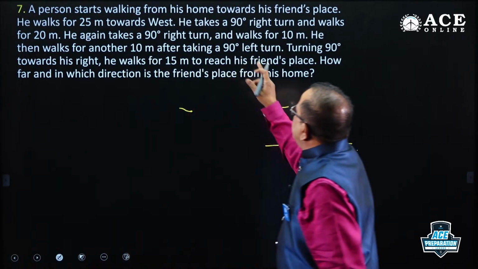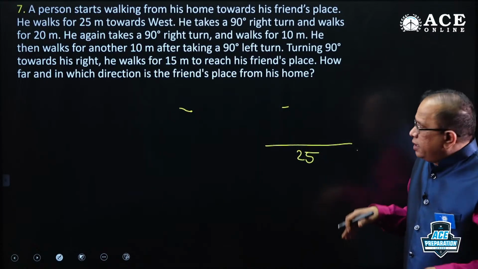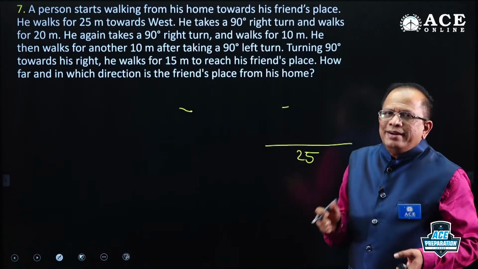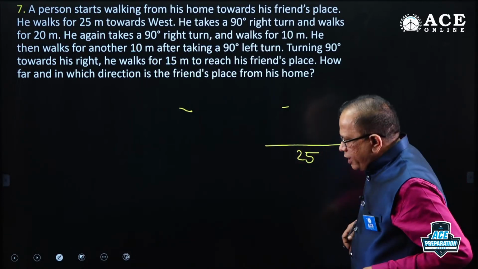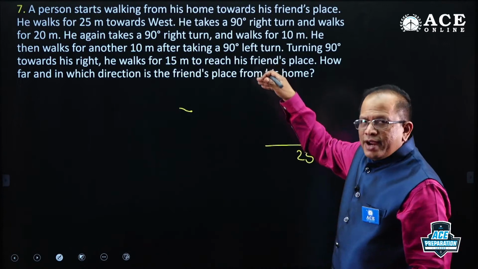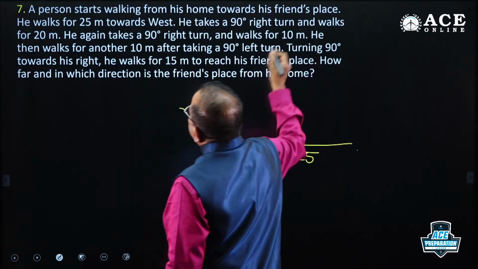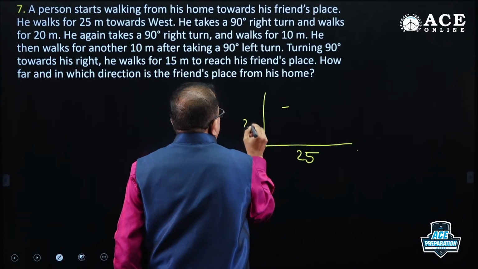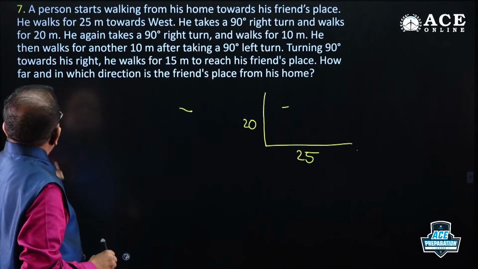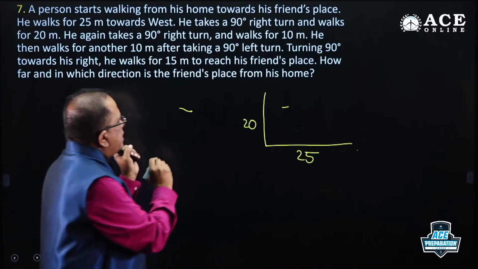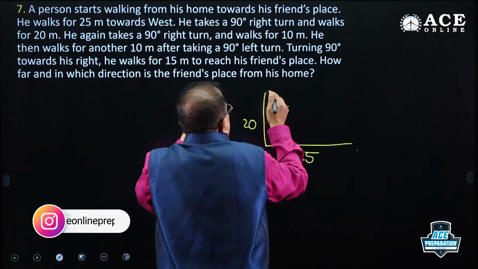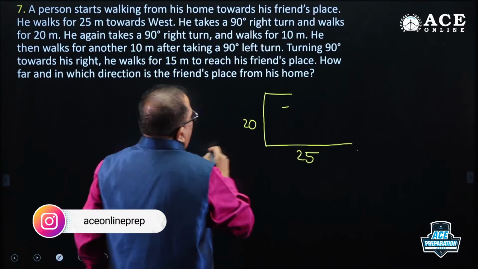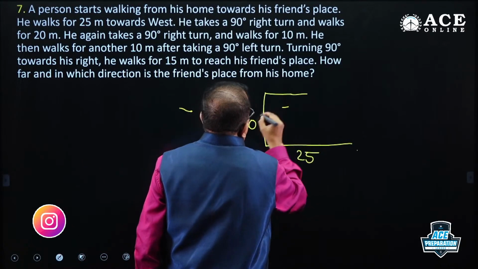Then he takes a 90-degree right turn. Whether he specifies it or not, we know that a right turn means 90 degrees. When he is moving like that, this is the right turn. How much? And walks 20 meters. This is 25, so this must be 20. Then he again takes a 90-degree right turn. When someone is walking like this, this is 90 degrees. But how much? And walks for 10 meters.